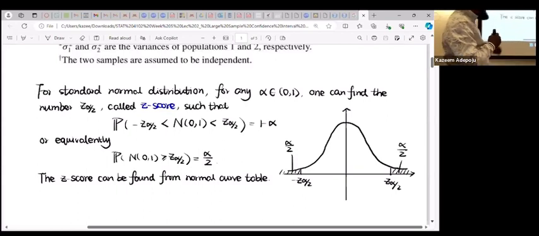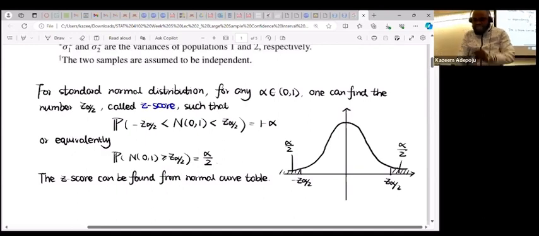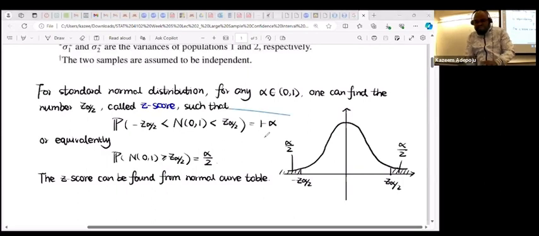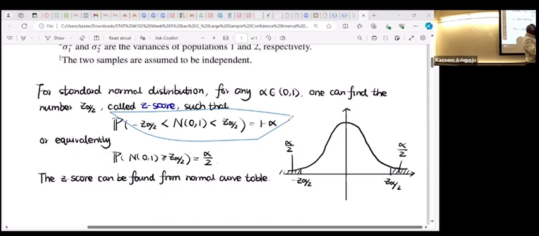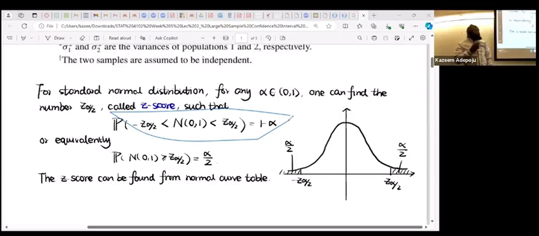Now we want to find the probability of a z-score. Take a look at that. That means the probability of a z-score, because what you have in the middle is a random variable that follows a normal distribution with mean 0 and variance 1, or standard deviation 1. We're referring to the z-score. So the probability of a z-score lying between this and that.